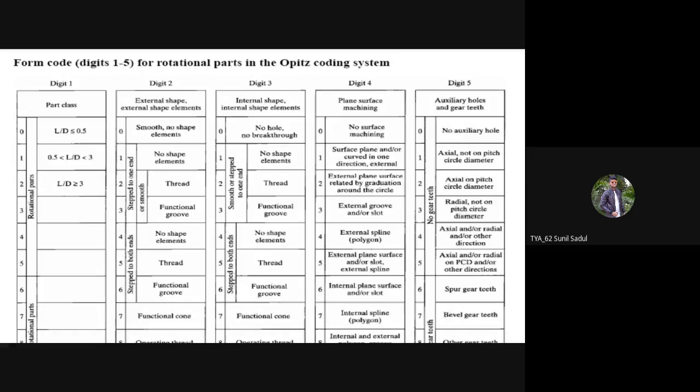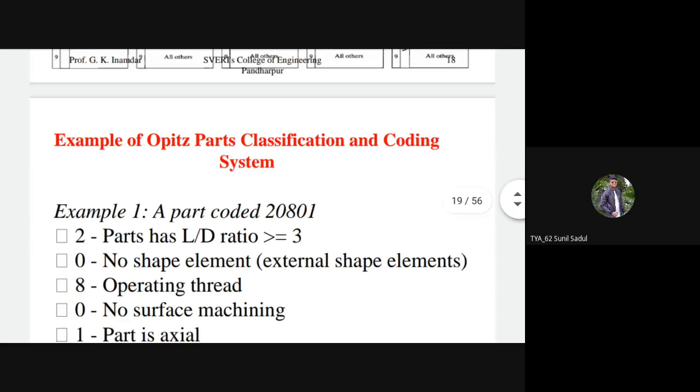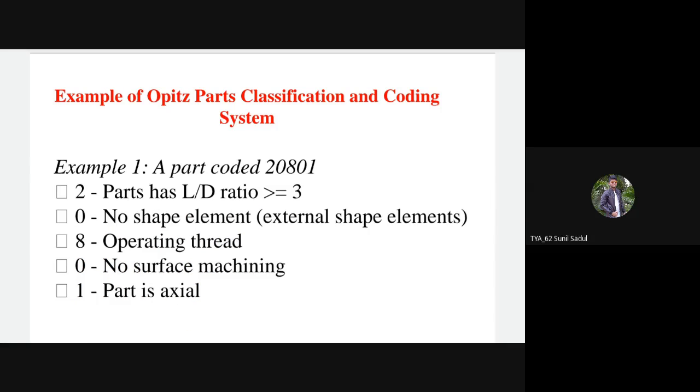Whenever you are in industry, definitely this concept will become clear. And this is only nomenclature. We talk about material, and we have already studied the meaning of that. The part code is 20801. How do we identify this object? What is the first number?